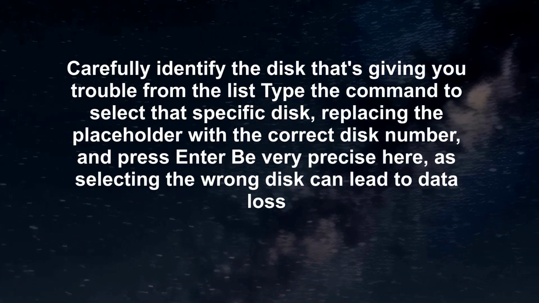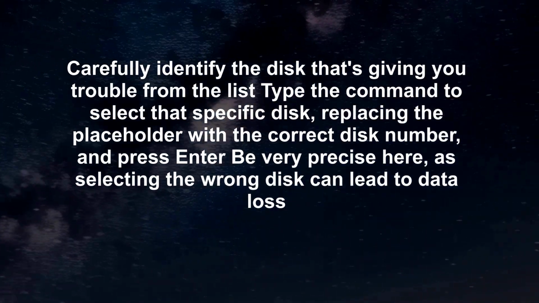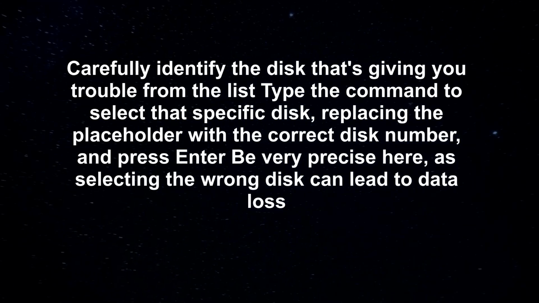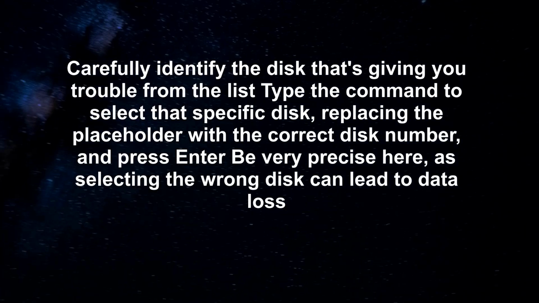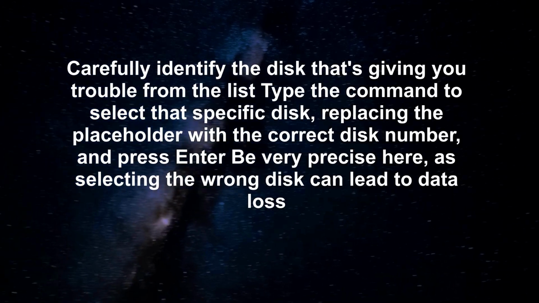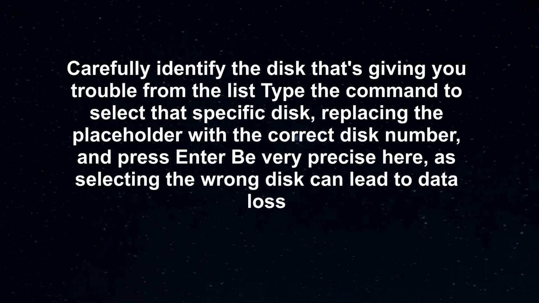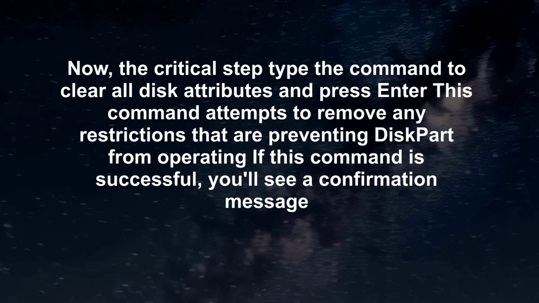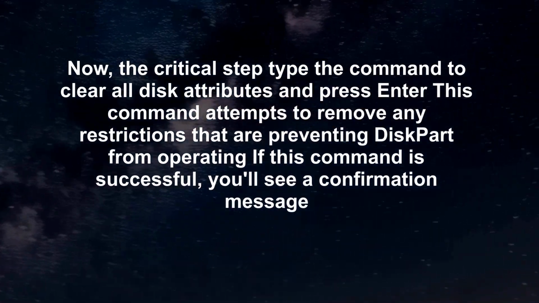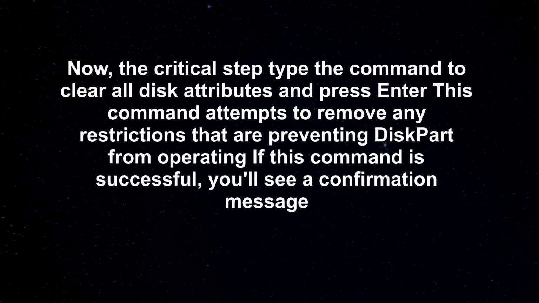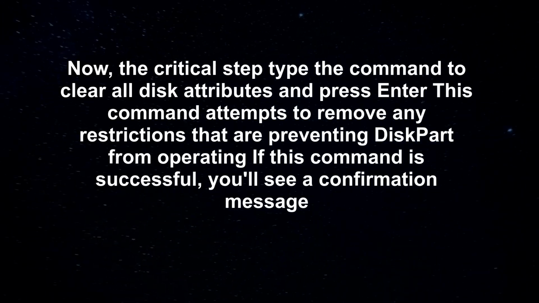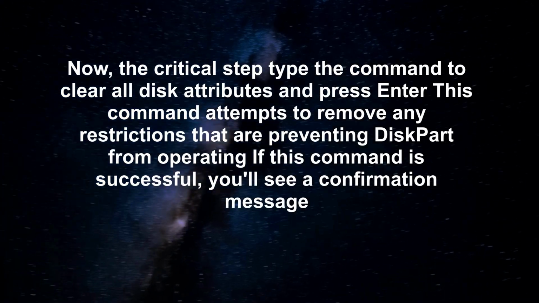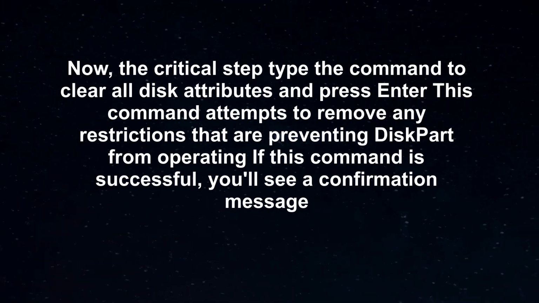Carefully identify the disk that's giving you trouble from the list. Type the command to select that specific disk, replacing the placeholder with the correct disk number, and press Enter. Be very precise here, as selecting the wrong disk can lead to data loss. Now, the critical step, type the command to clear all disk attributes and press Enter. This command attempts to remove any restrictions that are preventing DiskPart from operating. If this command is successful, you'll see a confirmation message.